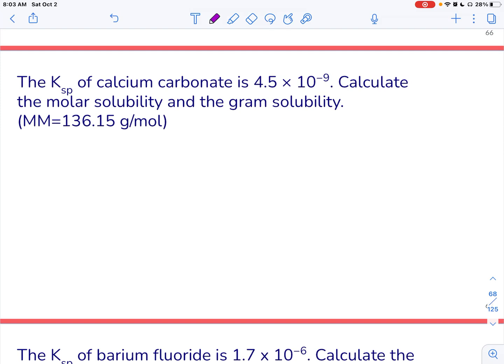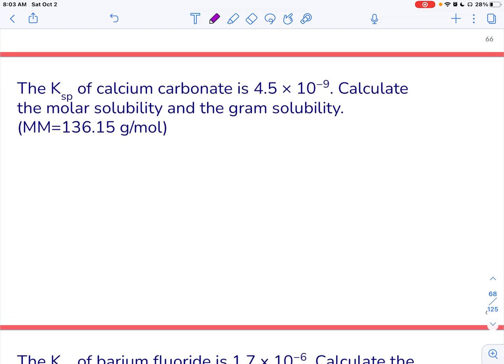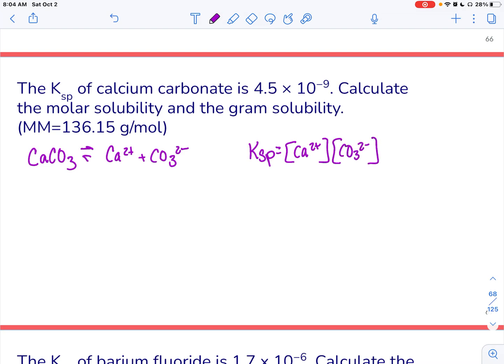So what I'm going to do is write my equilibrium expression for calcium carbonate. And write my Ksp expression. And we know that it is equal to 4.5 times 10 to the negative 9.